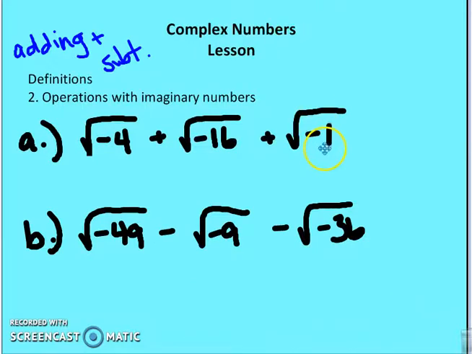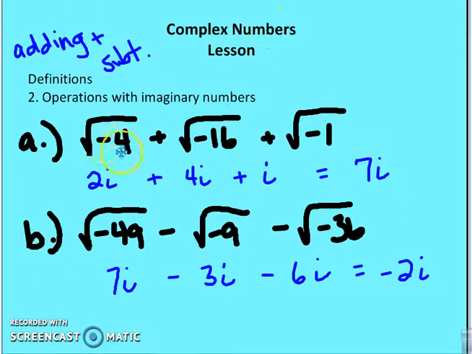All right, so I want you now to add and subtract these values. I'm going to pause here. All right, so square root of negative 4, 2i, plus 4i plus i is equal to 7i. Square root of negative 49, 7i, minus 3i, minus 6i is equal to negative 2i.